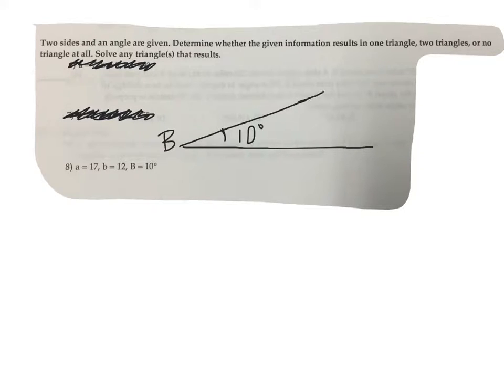And side A, which is the adjacent side, is 17, followed by the opposite side, which is 12. So we know that B is opposite because it has the same letter of the angle. And sides are always opposite their letters. So the question is, how many triangles can be made?